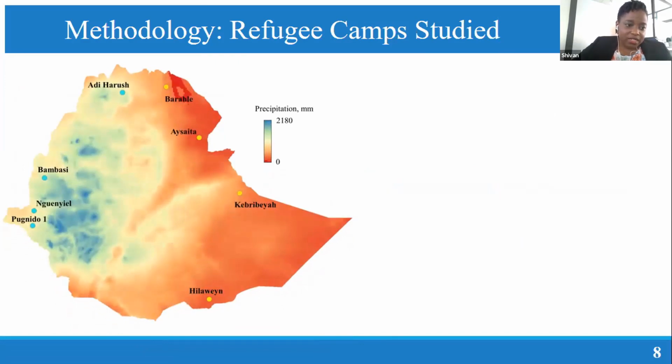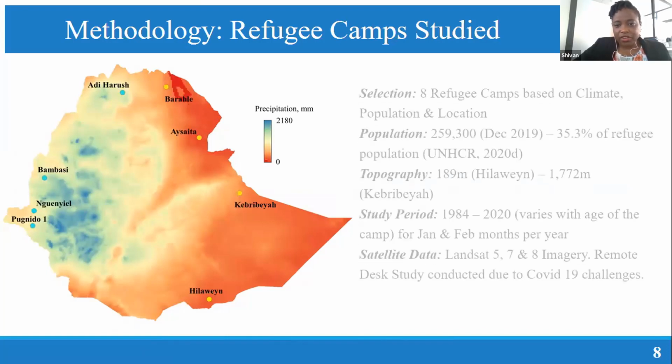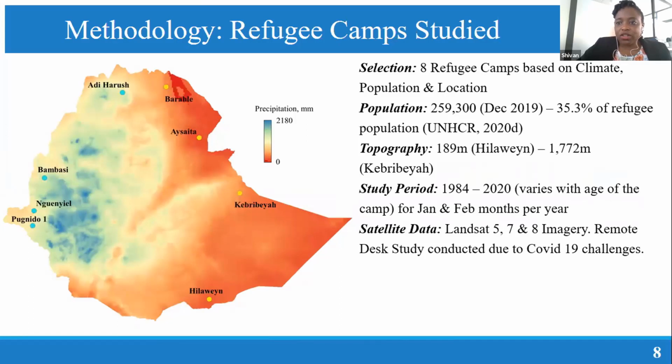The camps that were studied were 8 of them, 4 on the western side of the country, and this is the wetter region, the wet areas, and it receives more rainfall than the eastern side that has predominantly arid climate in the eastern side of the country. The selection was based on climate, population, and location of the camps. And also these 8 camps comprise of 35.3% of the refugee population as of 2019. The topography varies from 189 meters to 7,200 meters.